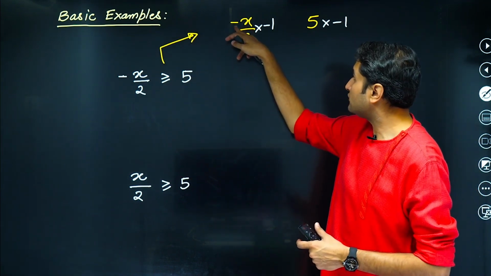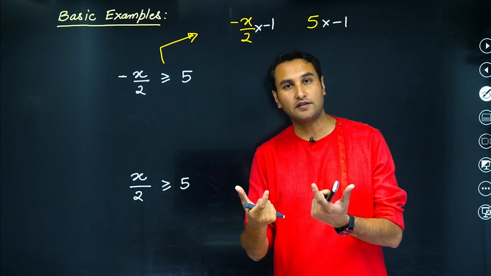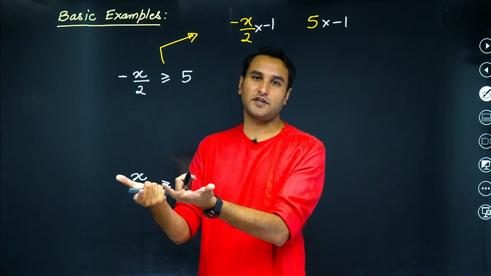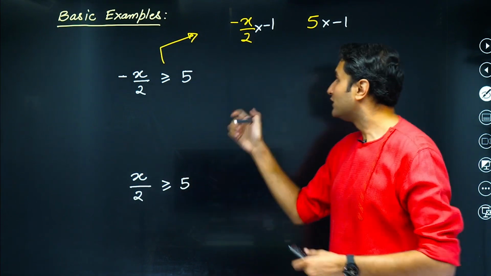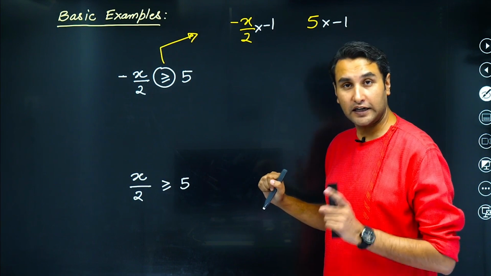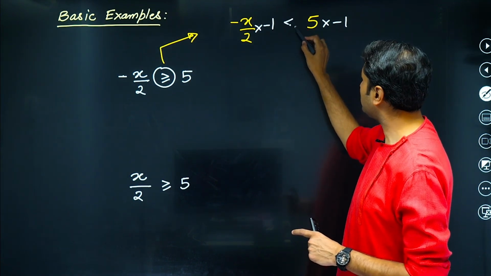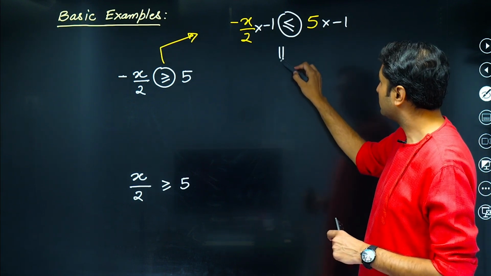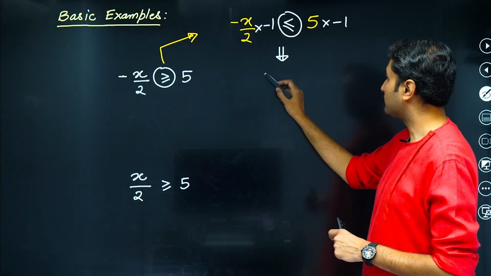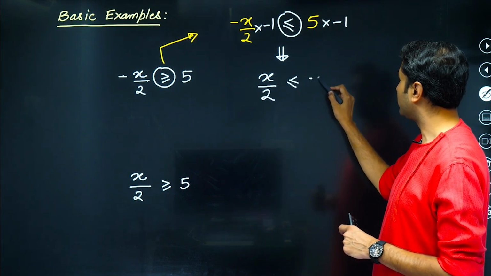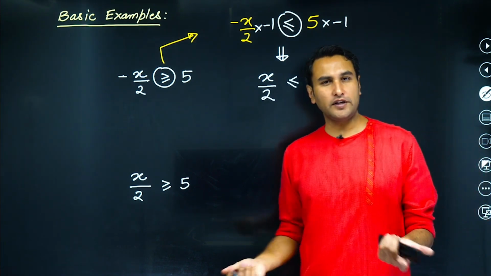Why am I doing this? Because I want to remove this minus sign. What is the way to remove minus sign? Give it one more minus sign, right? So minus minus becomes plus, right? But what will happen to the inequality? Because you are multiplying with a negative number, inequality definitely should change. So what you get? Minus minus becomes plus, so you get x by 2 less than equal to minus 5. Now it is simple.